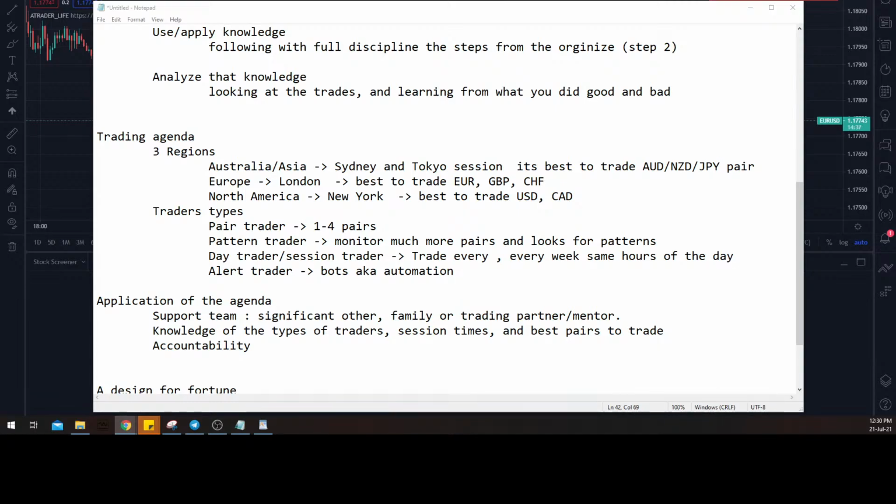Like I said, let's move on now to accountability. As a trader, you must remember to schedule time to hold yourself accountable. What does it mean? You have to analyze your knowledge and how you apply that knowledge. It's a very, very important step on the way to improvement.